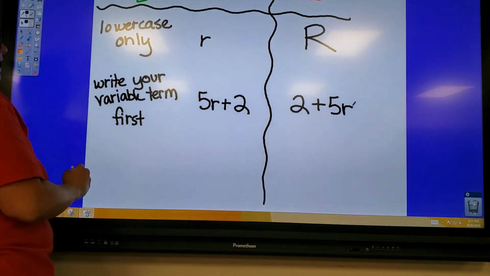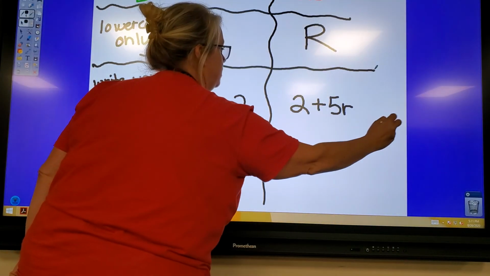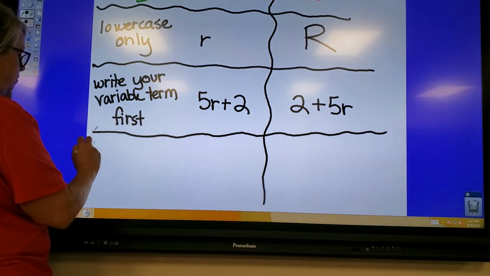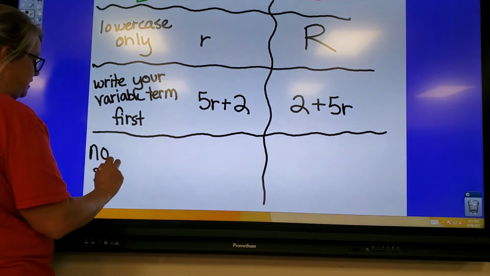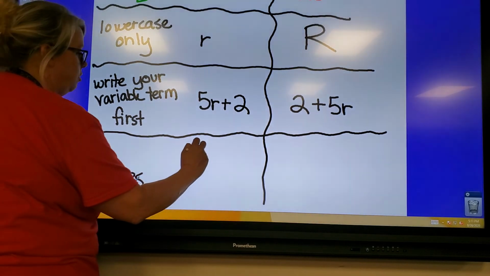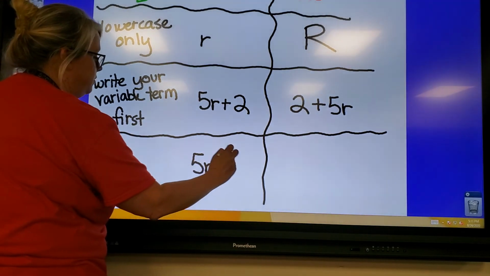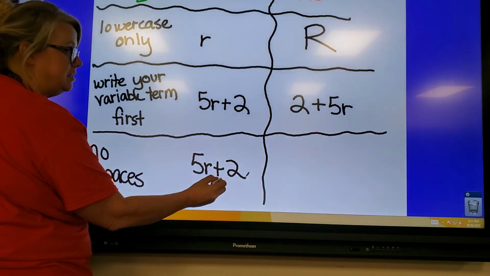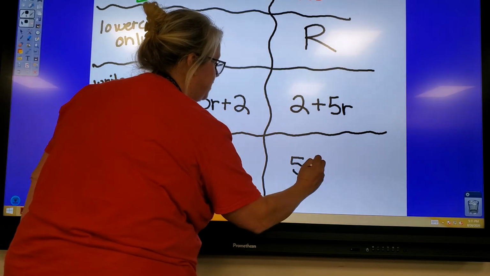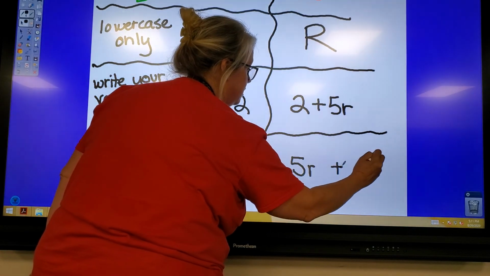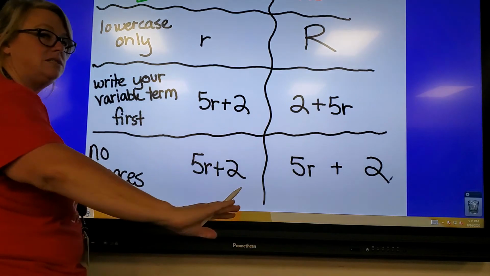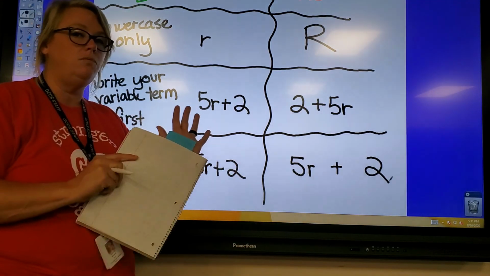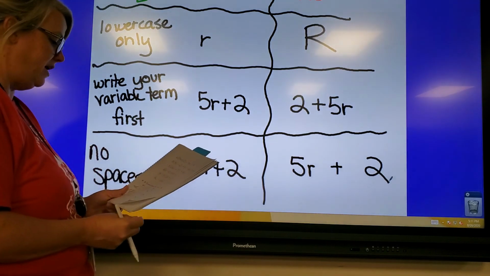And then lastly, and this has more to do with putting your answer in the Google form, no spaces. If we have the same 5r plus 2, do not hit your space bar between the r and the plus and the 2. Do not be like 5r space plus space 2. Just put it all in one thing, whether there's minus signs or plus signs, no spaces, and you should be fine.